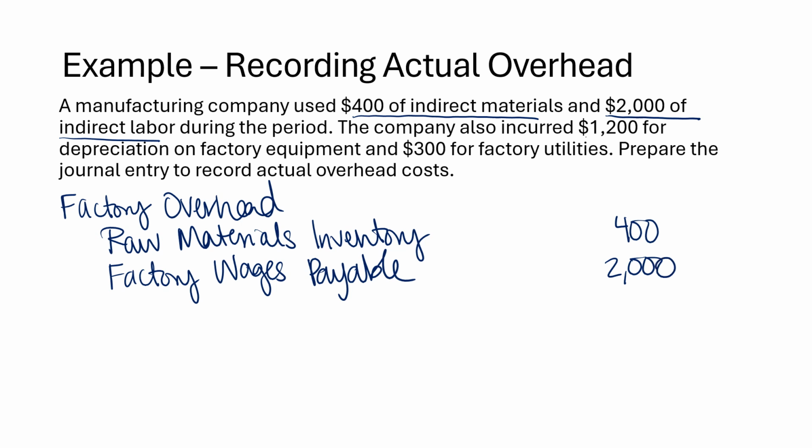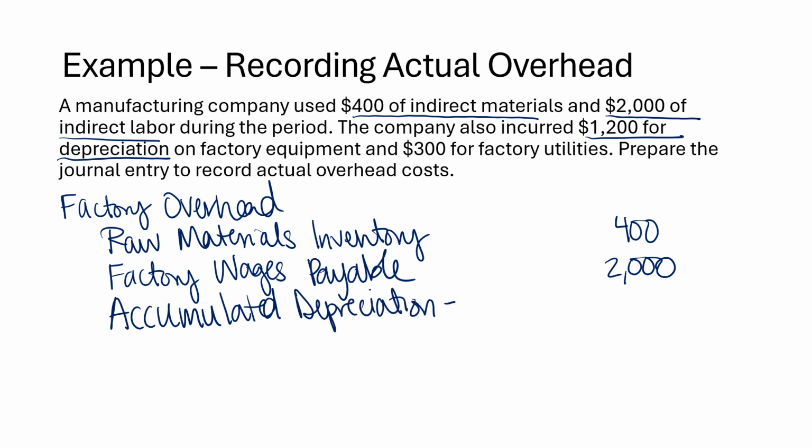Next, $1,200 for depreciation. So that will be accumulated depreciation. And this is specifically for assets in the factory. So not any computer equipment or things like that that are in the office. Those are recorded in a different way. For recording factory overhead, we're only looking at things that are specific to the factory. So that amount for accumulated depreciation was $1,200.